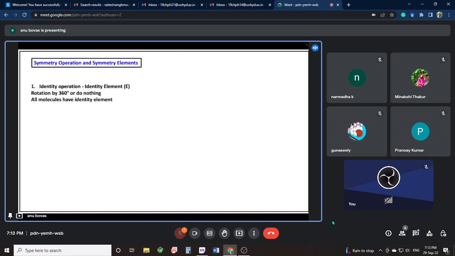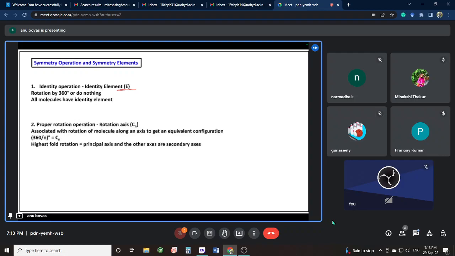That means, in effect, we are doing nothing or leaving the system alone. This operation and the element associated with it is represented as E, the identity element. All molecules have the identity element. Why such an operation is required is because it is useful in the mathematical application of group theory. That will come in later parts. So this is one basic operation that all molecules have. There is nothing complicated in this.